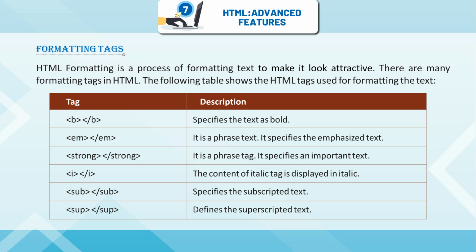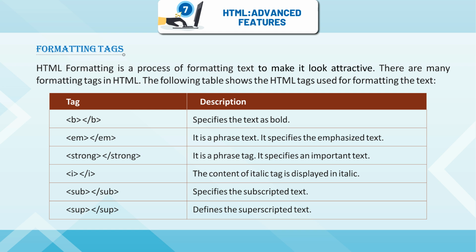Tag, description. Open bold tag, close bold tag, specifies the text as bold. Open EM tag, close EM tag. It is a phrase tag. It specifies the emphasized text. Open strong tag, close strong tag. It is a phrase tag. It specifies an important text.